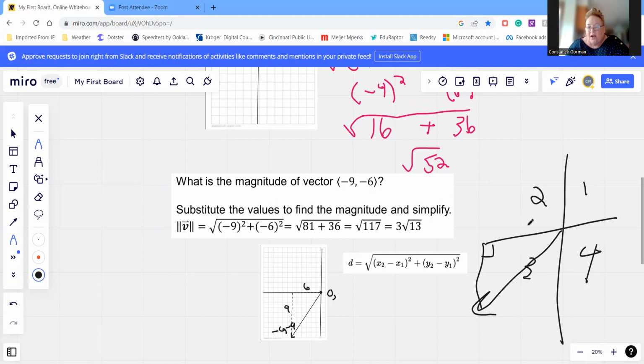So the x value, I just want to point out, is going to be -9. Notice we're on the negative side of the x-axis. This is the x-axis. And then we're on the negative side of the y-axis. And so the y value over here is going to be -6. So you could do the Pythagorean theorem, or you could use this distance formula here.